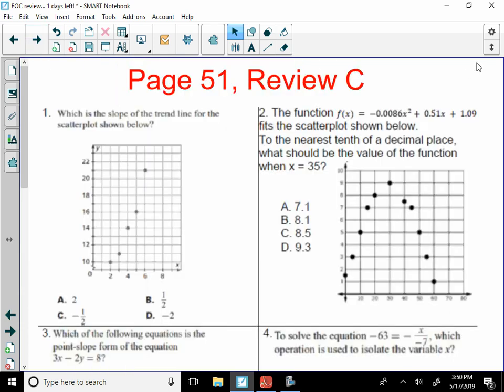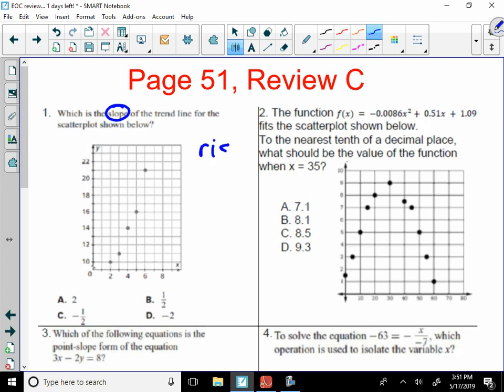All right. Now, let me get to doing some of these practice questions. Okay. Which is the slope? Ooh, I know that word. How do we count slope? We count slope with rise over run.